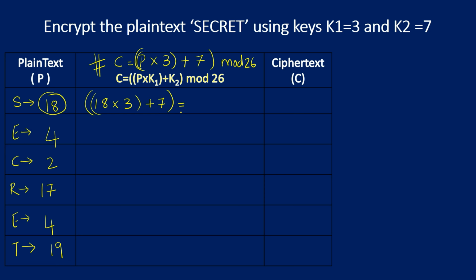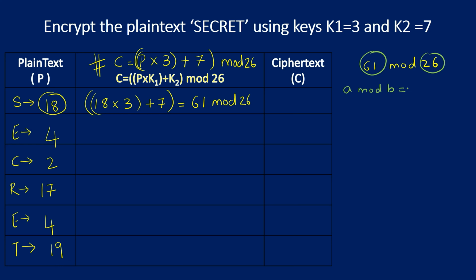How much do you get? You get 61, and it is 61 mod 26. Now we got 61 mod 26. Since 61 is a number greater than 26, you have to perform the modular arithmetic operation. How do you perform it?